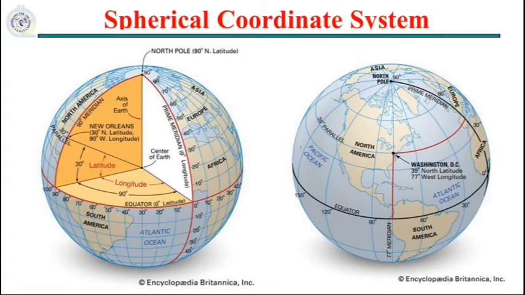Now here, when we are talking of a globe, we don't actually consider the radius of Earth. So to define a point, the point here is Washington DC, I just need the longitude and latitude. We don't consider Earth's radius from the center of the Earth, right?